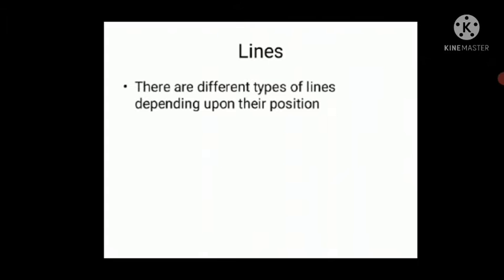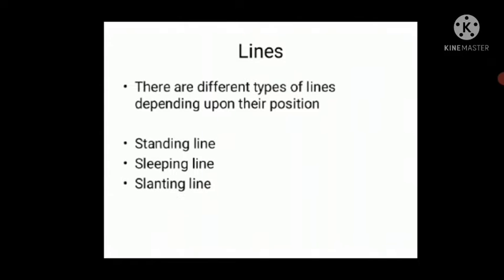First, we are going to see the types of line. There are different types of lines depending upon their position. Number 1, that is standing line. Number 2, that is sleeping line. Number 3, that is slanting line.